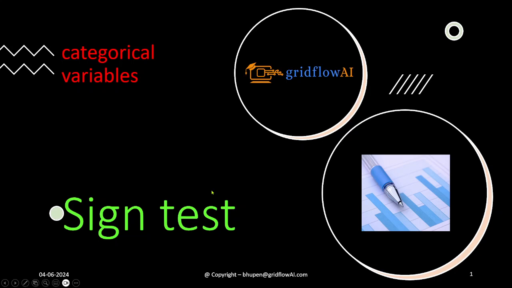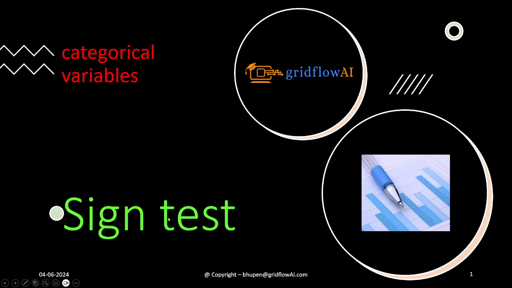The key characteristics of the sign test are that it is non-parametric, it does not assume any specific distribution for the data, and it is for median comparison. It tests the hypothesis about the median of a single sample or the difference between the medians of two paired samples. It reduces the data to binary outcomes, above or below the median, for the analysis.